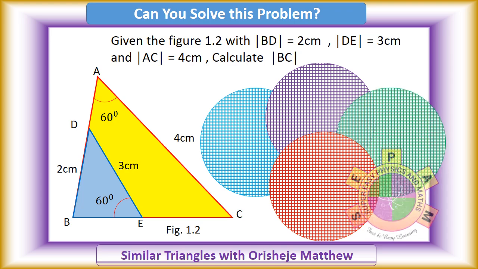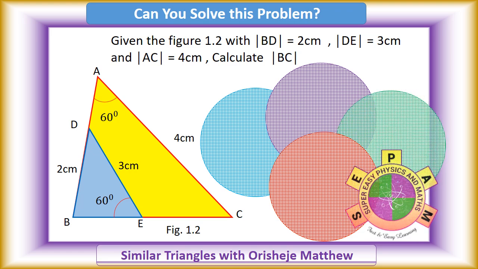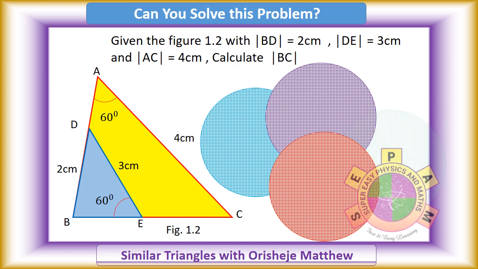Given the figure 1.2 with length BD equal to 2 cm, line DE equal to 3 cm and line AC equal to 4 cm, calculate the value of side of the triangle BC. Can you solve this question?